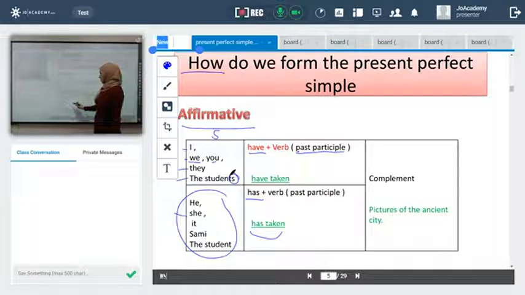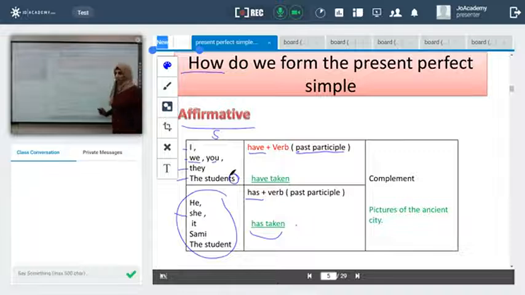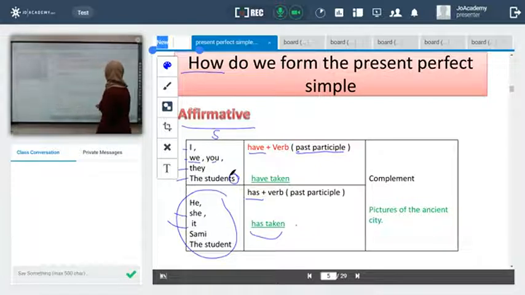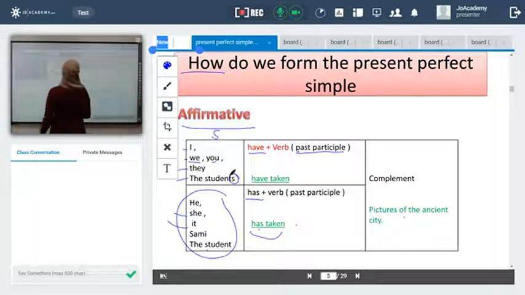She has taken pictures of the ancient city. It has, of course we can't say it unless we're talking about a camera, for example. It has taken pictures of the ancient city. Sami has taken pictures of the ancient city. The student has taken pictures of the ancient city. Let's write a sentence.